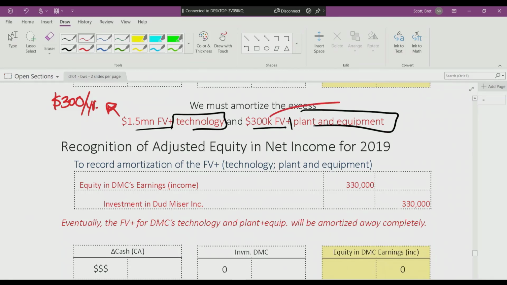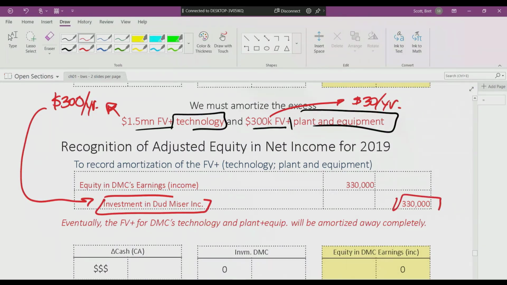The $300,000, we're going to divide that by 10 years. That's going to be $30,000 per year amortization. So the total amount that we want to reduce the investment account each year is $330,000. That gets rid of the fair value adjustments, the amount of extra we paid for these fair value assets.